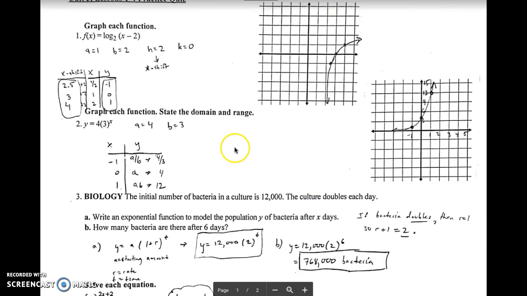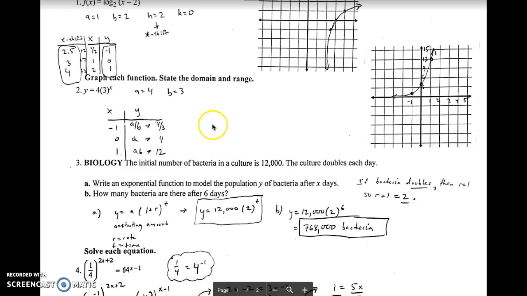For question 2, we're doing the same kind of thing, but we're doing an exponential function this time. The formula for exponential functions is a times b to the x power. If there is anything in the exponent, x plus or minus anything, that would be an h. If there was any number at the end of the problem plus or minus anything, that would be a k. But we don't see anything this time, so all I have is just a is 4 and b is 3.